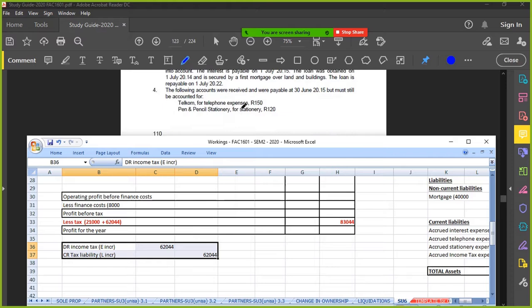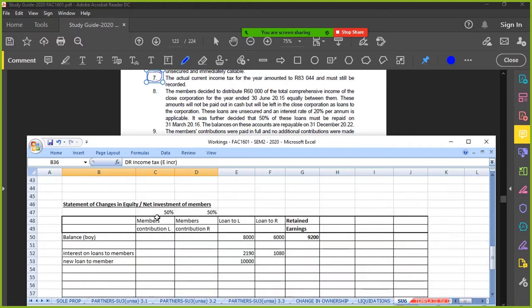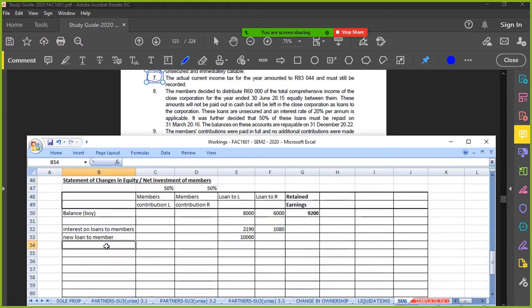Yes. Okay, the second last one. There are still two actually. These ones I think are new because I don't have them for homework, but we can do them now. Let's discuss them because they are new. The members decide to distribute 60,000. When you distribute 60,000, it's part of the changes in equity. Obviously, there'll be profit for the year, and then there'll be a distribution to members.